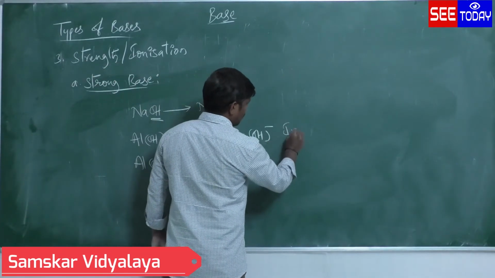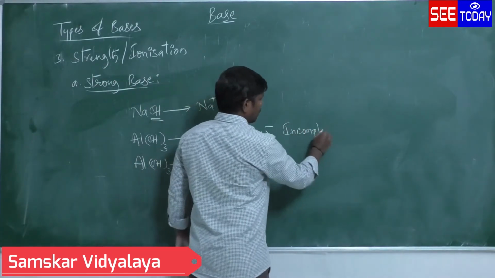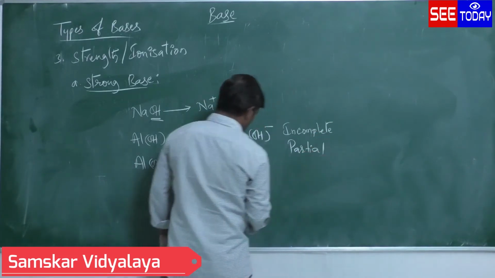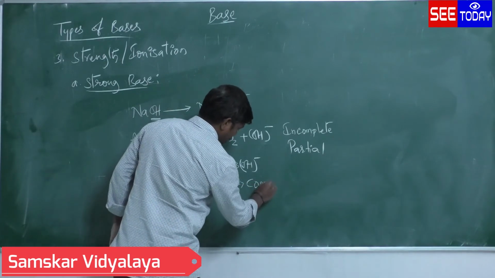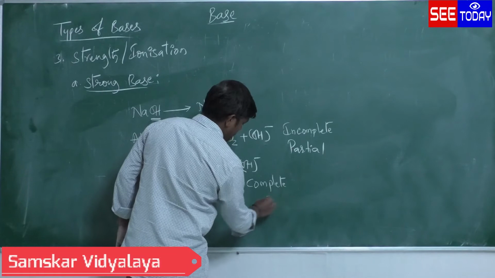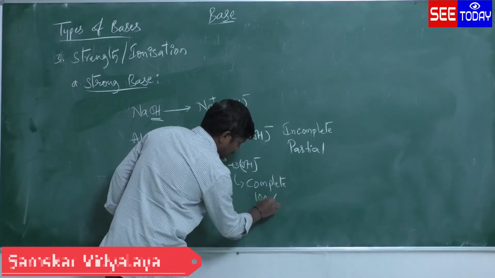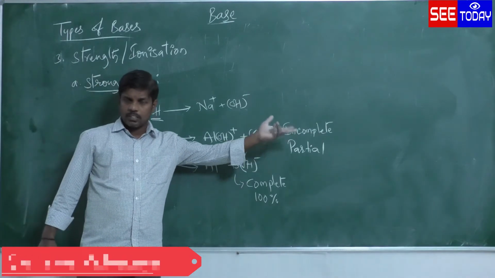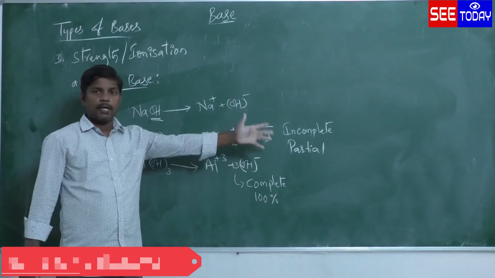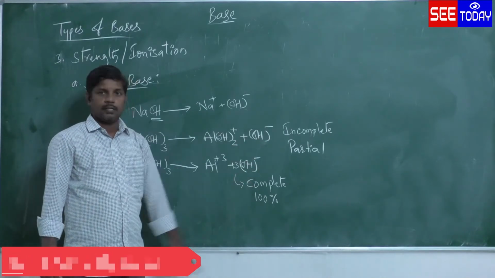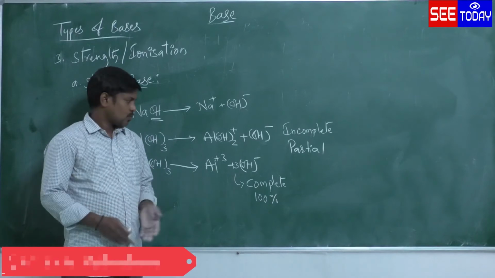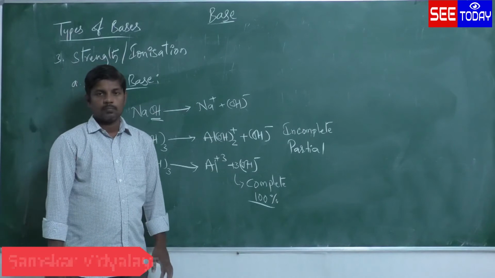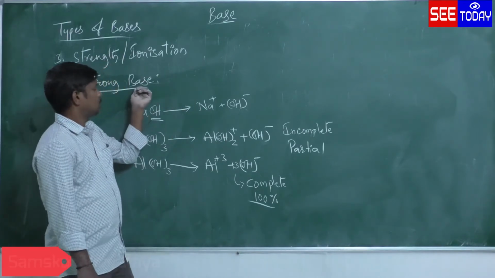So the bases which undergo incomplete ionization, incomplete we can also call partial. Complete we can also call 100%. Complete means 100%. Partial means that may be 10%, 20%, 30%, 50%, 60%, 90%, whatever it may be. So that is not complete, that is incomplete. Clear? The base which can undergo 100% dissociation or complete dissociation we call a strong base.